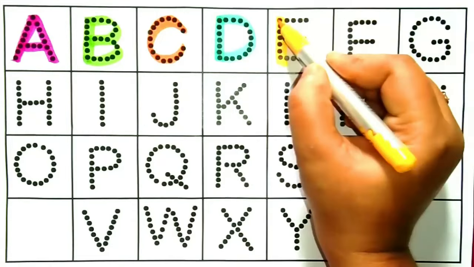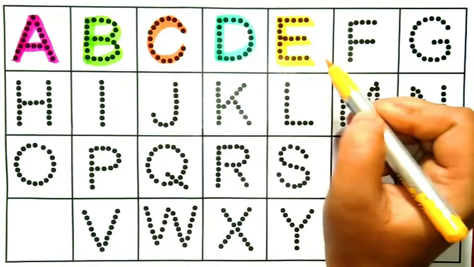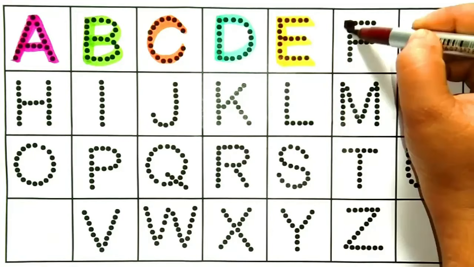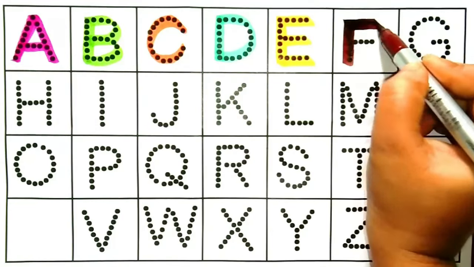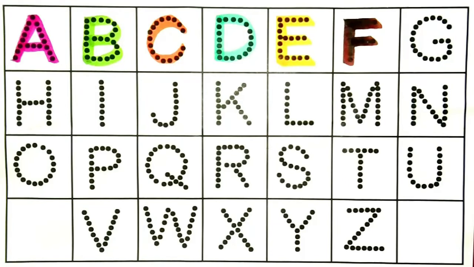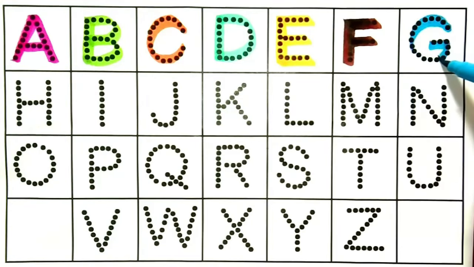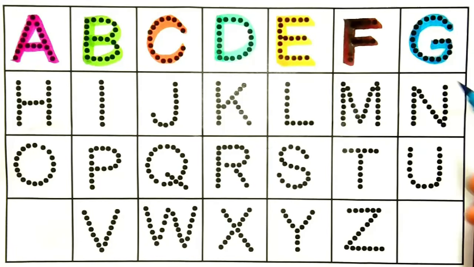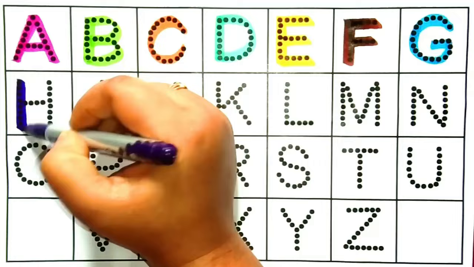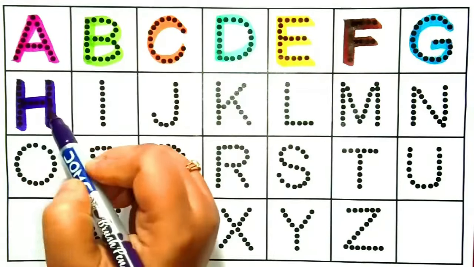E. E for egg. Ye hai E. F. F for frog. Ye hai F. G. G for goat. Ye hai G. H. H for hen. Ye hai H.